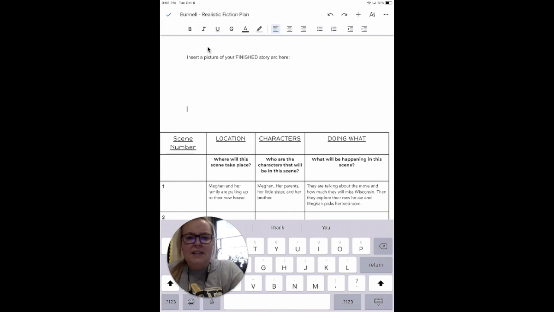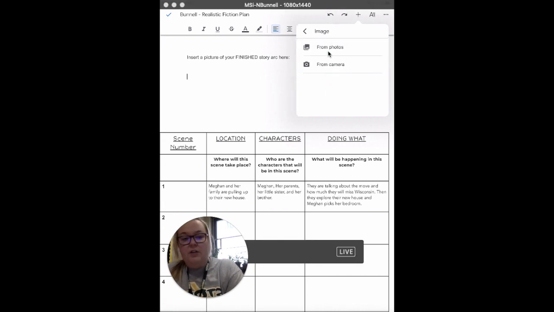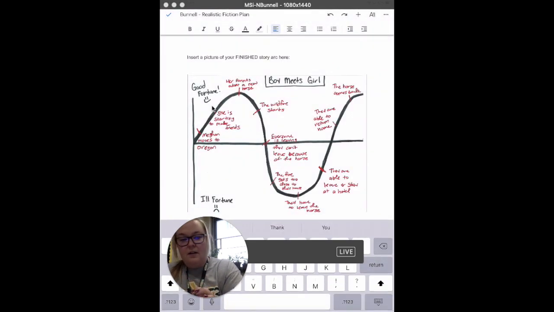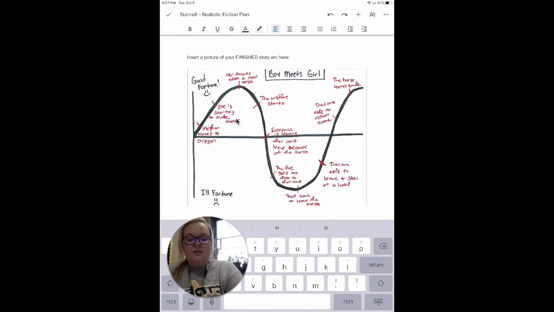The first thing that this is asking us to do is to insert a picture of our finished story arc. In order for us to do that, we need to take a screenshot of our arc. So I already did that, but you need to take a screenshot of your finished arc that we did yesterday in class. And then we're going to use this plus button at the top. We're going to say insert an image. We're going to do from photos and then select your story arc. Mine's right there. Okay. So now I have my story arc here, and that's going to be really good to keep on this document because that's just going to remind me of what my plan is.